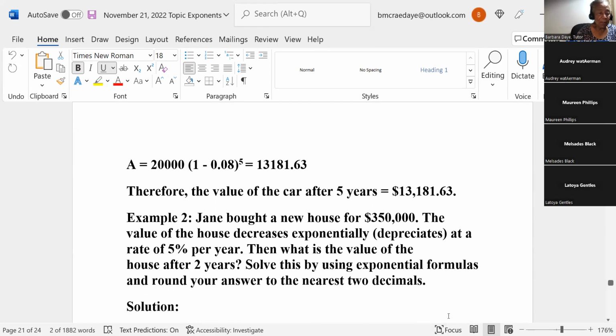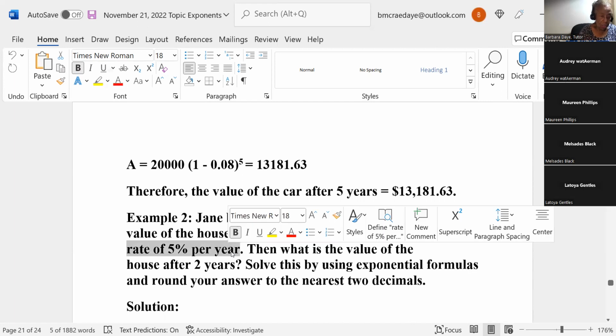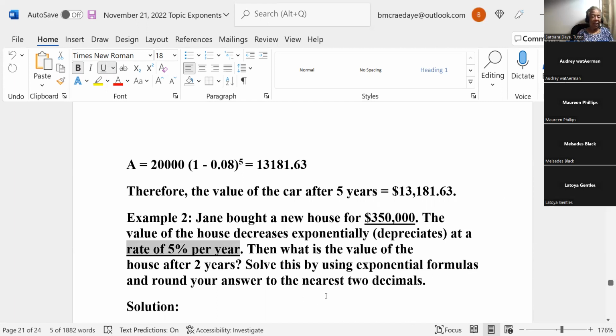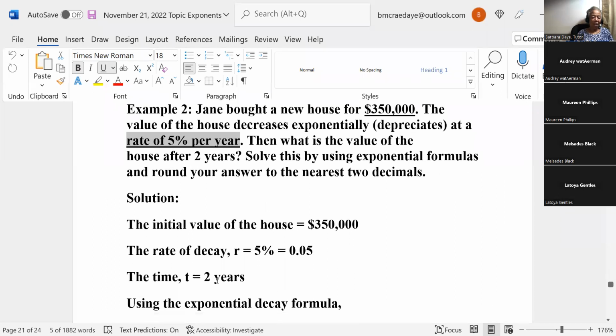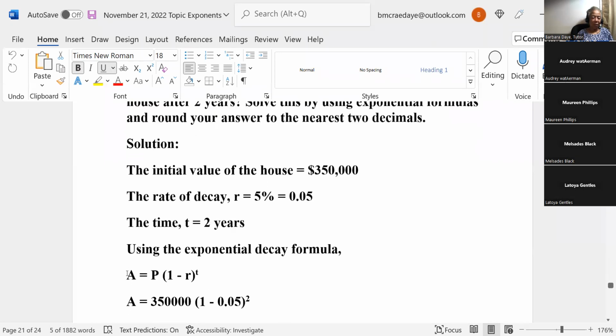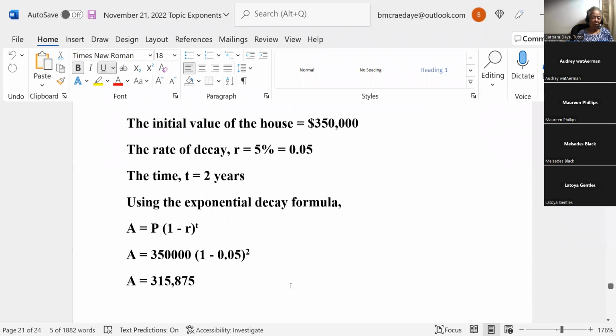I told you we had one about a house. Okay. The house is 350,000. It depreciates. That means it's going down at a rate of 5% a year. So after 2 years, we want to know what is the value of this house. Okay, 350, rate 5%, change it to 0.05, 2 years. Here's your formula. The present value, original value times 1 minus the rate, 0.05, raised to the T power, which is a 2, because we said 2 years.